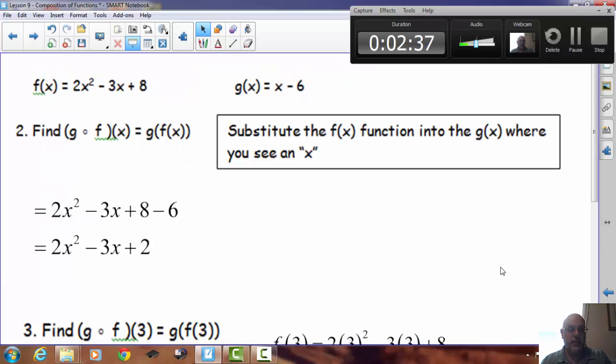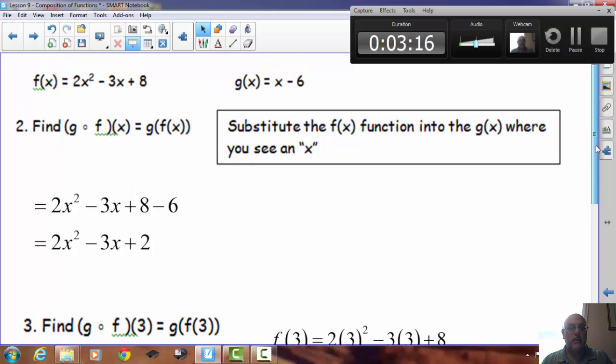Let's look at another example. We're looking at the same two functions: 2x squared minus 3x plus 8 is f of x, and g of x is x minus 6. This one is reversed from the previous one. It says g following f. So I take the function 2x squared minus 3x plus 8 and put it into the g of x function where the x appears. We have 2x squared minus 3x plus 8. Don't forget to drag this negative 6 along with you. Combine your like terms, and that's what you get.